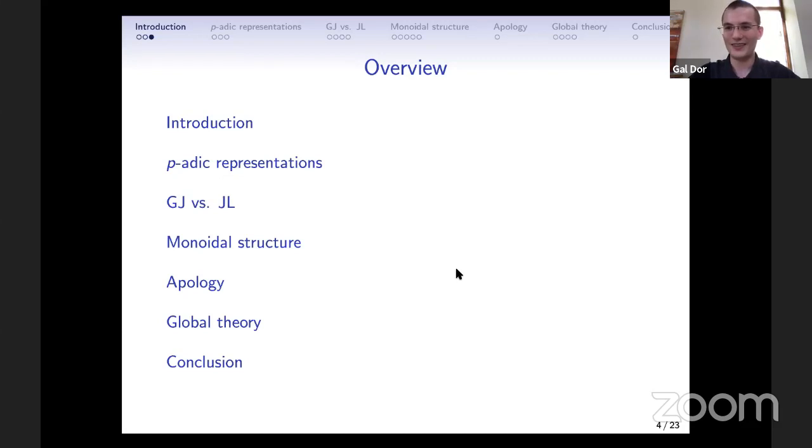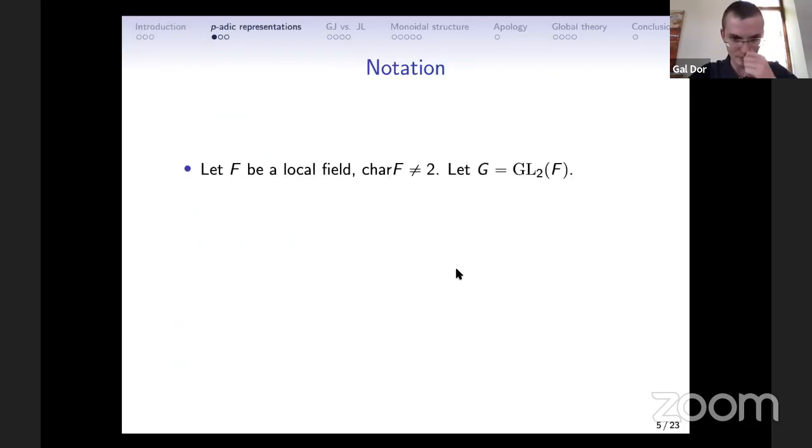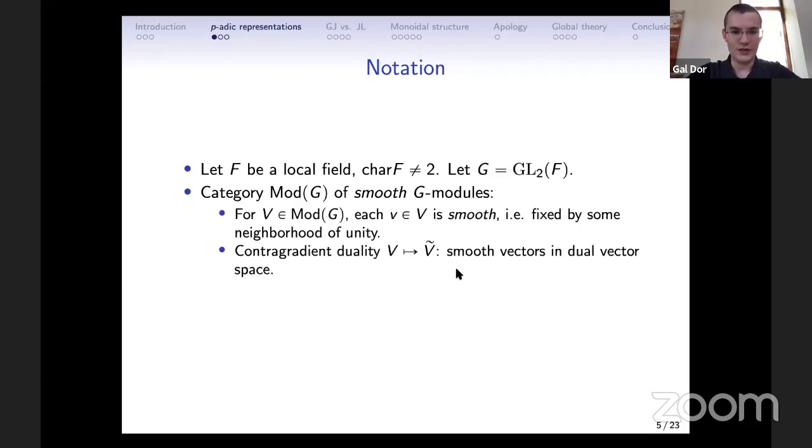Okay, so let's begin by establishing some notation. Let's start in the local periodic case. We have a local field F of characteristic not 2, and we denote GL2(F) by G. We have a category of smooth G-modules. This means that a smooth G-module is a G-module where every vector is fixed by some neighborhood of unity in the group. We also have a contragradient duality, which I'll denote by V tilde, which consists of the smooth covectors, the smooth linear functionals on my space.